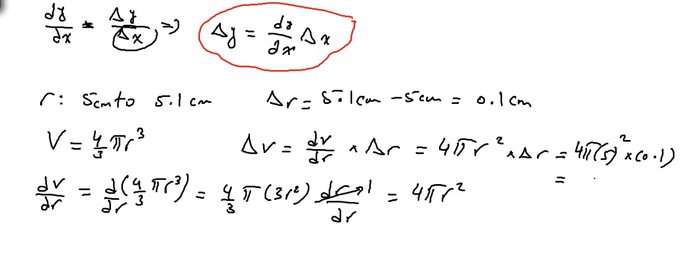Now we multiply these values. 5 squared is 25. 25 times 4 is 100. 100 times 0.1 is 10, sorry. And pi is 3.14. 3.14 times 10 is 31.4 centimeters cubed. This is the increase in volume. In case the radius increased by 0.1 centimeter, the volume will increase by 31.4 centimeters cubed.